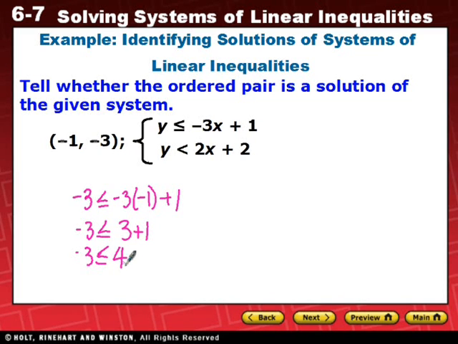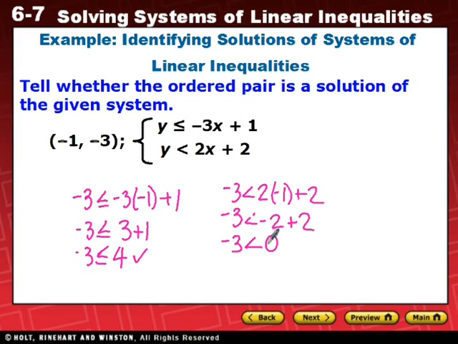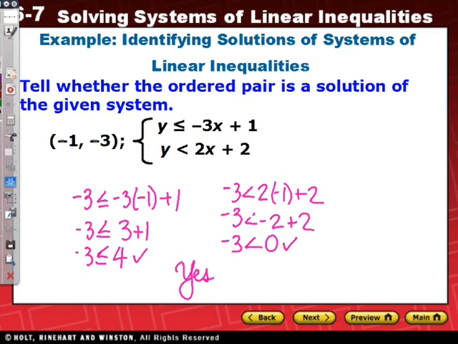That's true. And since that one's true, we try it in the other one, and we get -3 is less than 2 times -1 plus 2. -3 is less than -2 plus 2. -3 is less than 0. That's also true, so yes. -1 comma -3 is a solution to this system of inequalities. Plug the values in, crunch it through.